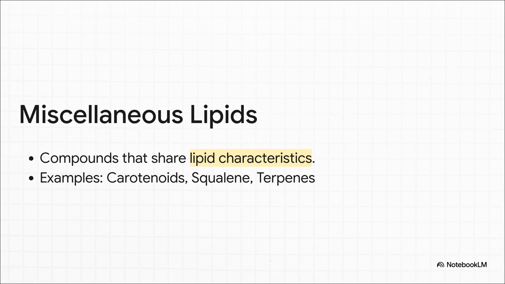And finally, we have our catch-all group, miscellaneous lipids. Basically, these are compounds that don't really fit into the other structural families, but they still follow that number one rule: they don't dissolve in water. This is where you find things like carotenoids, you know, the pigments that make carrots orange.